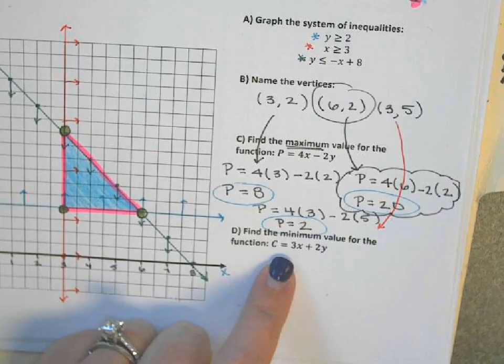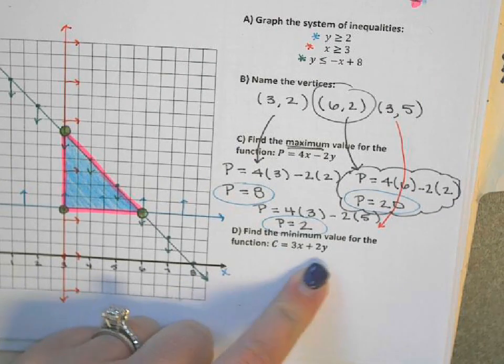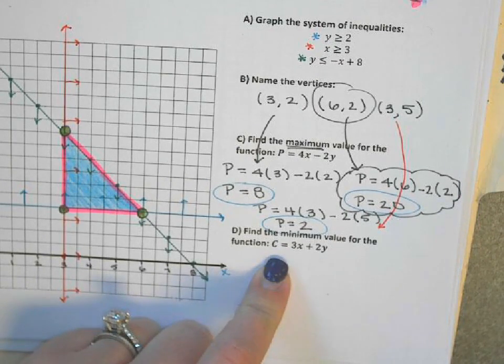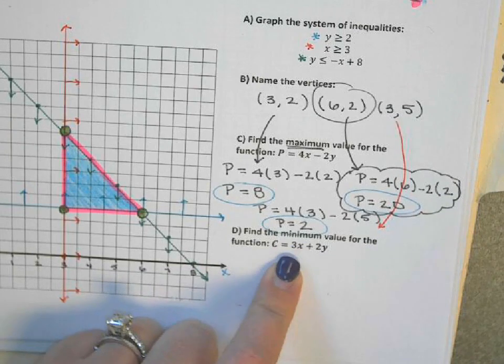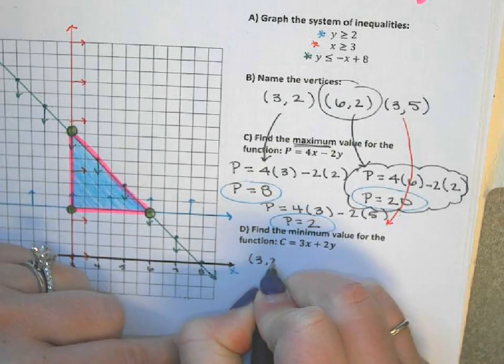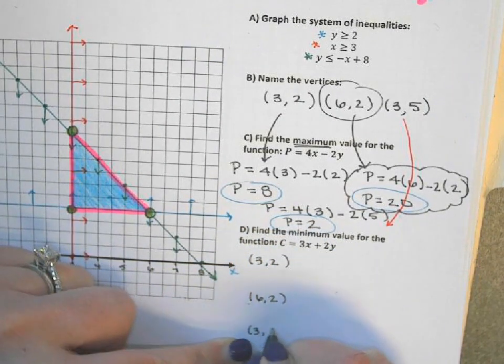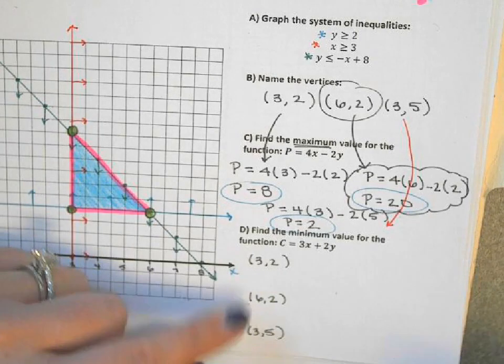Okay. Now, cost is how much you have to pay for something to be made. And so you'd figure that out the same way, but what do you want when you have to pay for something? You want to pay for the least amount possible, right? So that's what it means when it says the minimum cost. So again, we still have 3, 2, we still have 6, 2, and we still have 3, 5, and we have to figure out the cost for each of those.